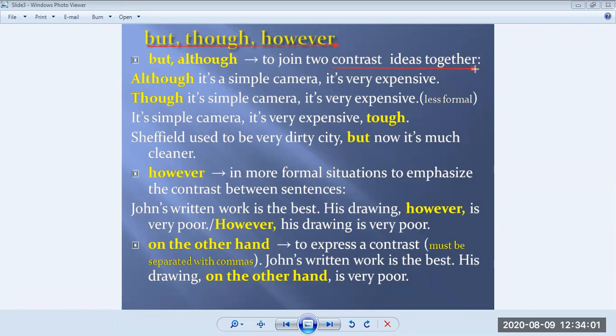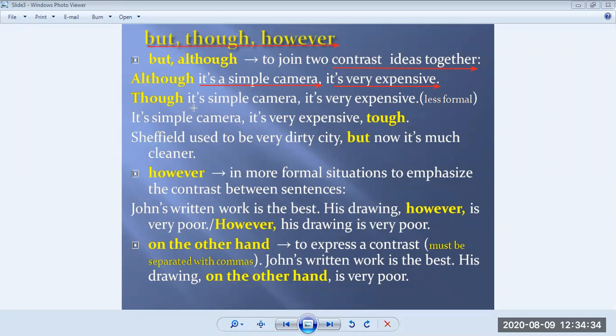That means opposite, contradict. So for example, although it is a simple camera, it is very expensive. How come? Although it is a simple camera, it's very expensive. If it's something simple, we expect it to be cheaper or at least a normal range of price. But it's very expensive, although it is a simple camera. So this brings the contrast ideas together.